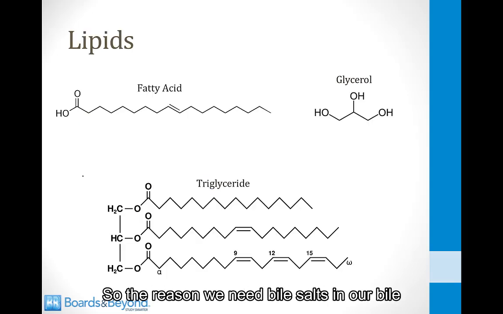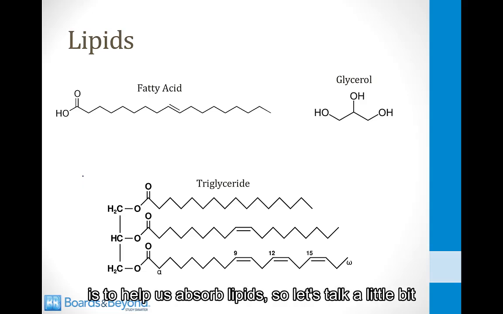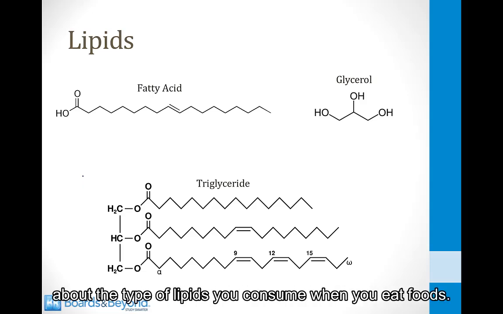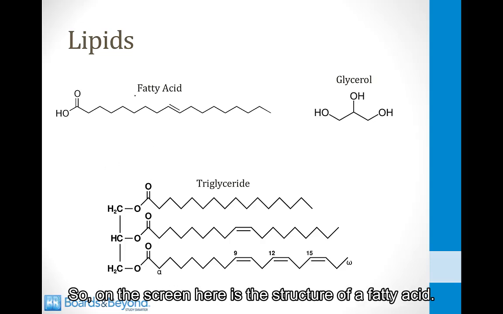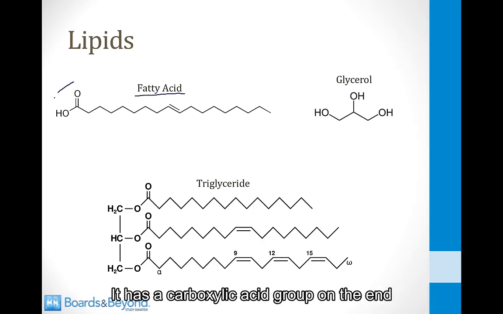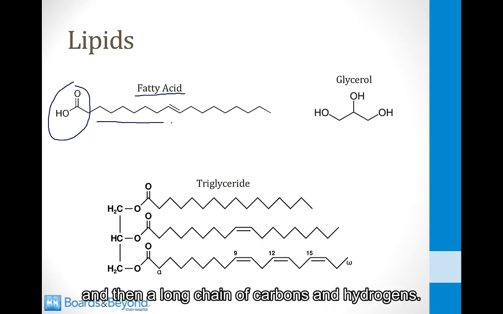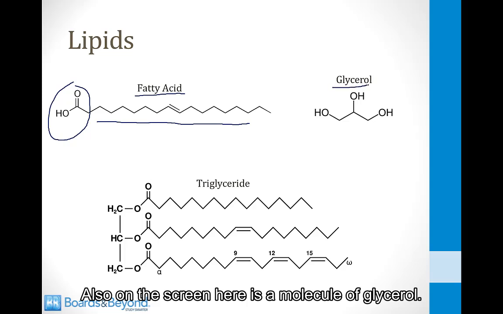So the reason we need bile salts in our bile is to help us absorb lipids. So let's talk a little bit about the type of lipids you consume when you eat foods. So on the screen here is the structure of a fatty acid. It has a carboxylic acid group on the end and then a long chain of carbons and hydrogens. Also on the screen here is a molecule of glycerol.